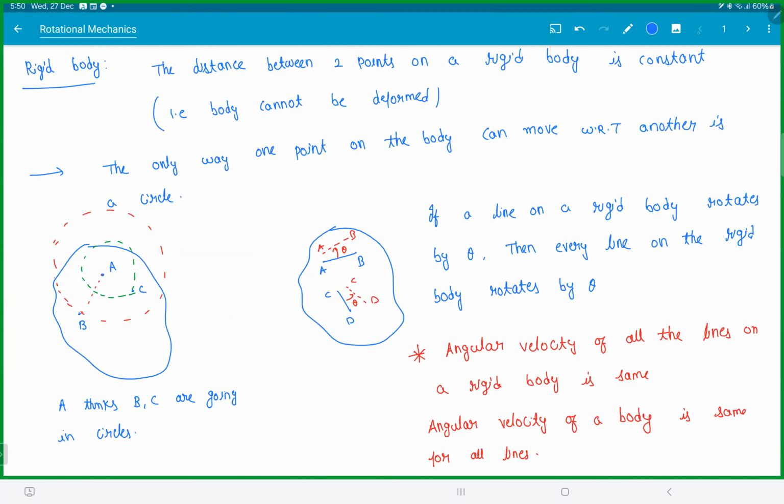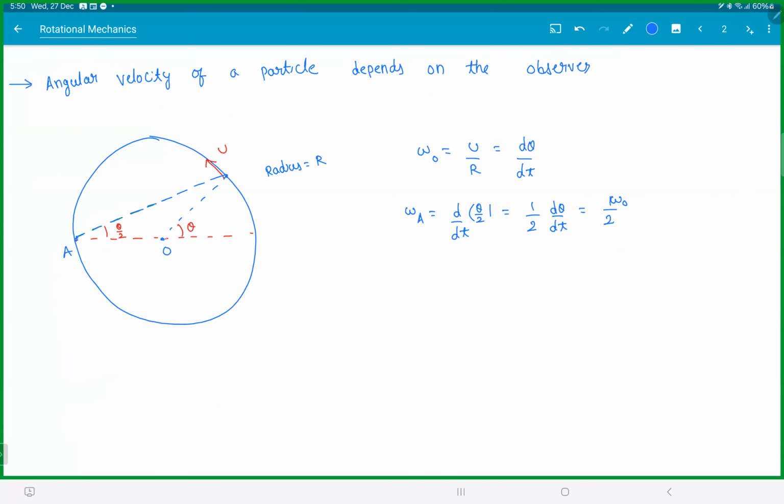Angular velocity of a body is defined for bodies, especially rigid bodies. So the angular velocity of a body is the same. Is that making sense? So if someone asks you this question, a particle is moving somehow with some velocity v, find the angular velocity, you should ask me, sir, who is looking at it? But if I say the angular velocity of a body, it doesn't matter where you stand. You will think everything is rotating with omega. Is that making a difference?